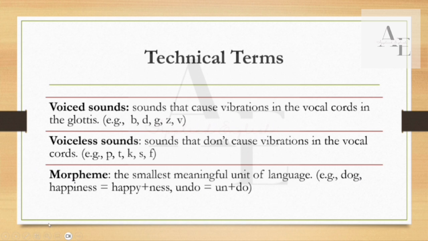Then we have happiness. Happiness consists of two morphemes, which are happy, the content word, and ness, a suffix. So suffixes are morphemes. Then we have undo, which also consists of two morphemes, un plus do. Do is the content word or the verb, and un is a prefix, so prefixes are also morphemes.